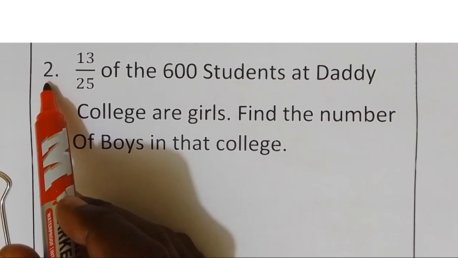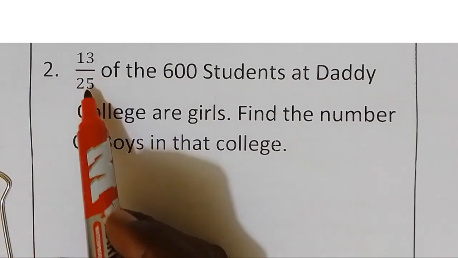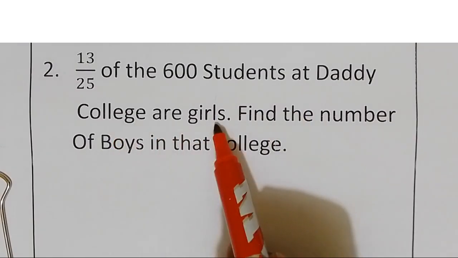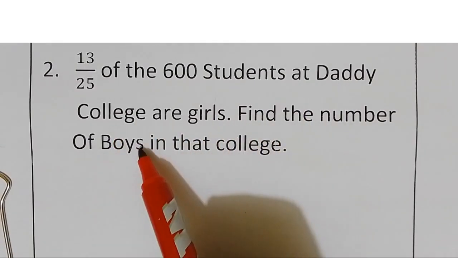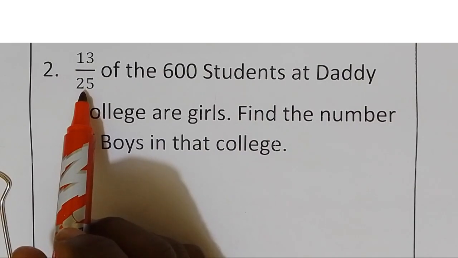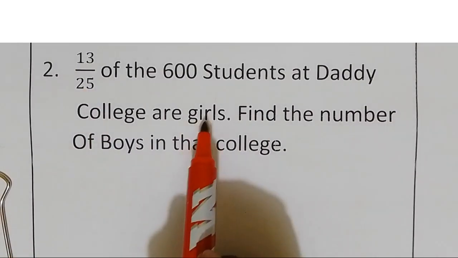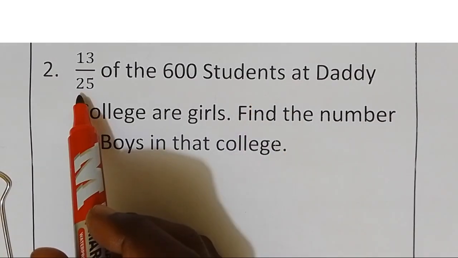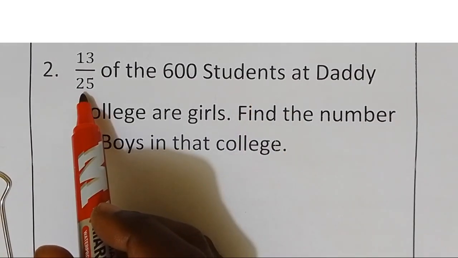Let's go to question number 2. 13 out of 25 of the 600 students at Dadi College are girls. Find the number of boys in that college. In this question, they give us the fraction of girls and the total number of pupils, which is 600 students. Now, we need first to find the fraction of boys.